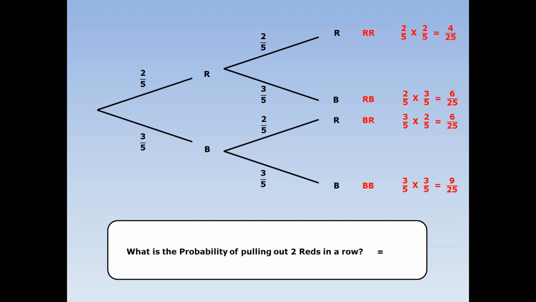What's the probability of pulling out two reds in a row? Well, this is red then red, and the probability of that is 4/25. What's the probability of pulling out two blues in a row? That's blue then blue, and the probability of that is 9/25.